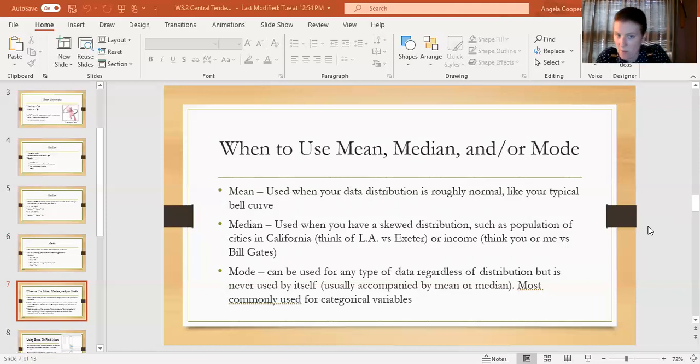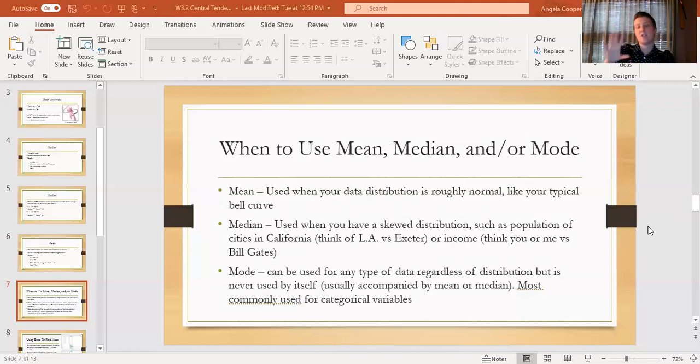So when we have a skewed distribution like that, when the hump of the curve is not in the center as it is for a normal distribution, we have a skewed distribution when it's way off to one side or the other. So when we have that, we would use a median to calculate the central tendency, because as we said, mean is greatly affected by outliers.